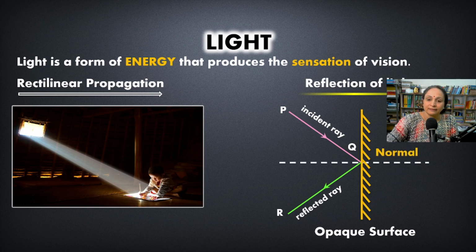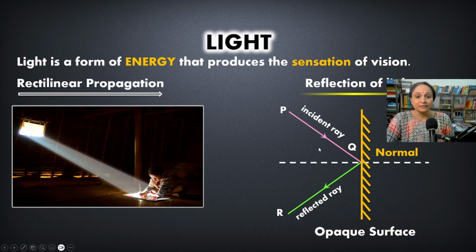The normal is the line which is imaginary and drawn perpendicular to the reflecting surface, making an angle of 90 degrees. Normal means 90 degrees, right? So this line, the pink one, PQ, it is called as the incident ray. It falls on the mirror and gets reflected along the line QR, which is called as the reflected ray. And the perpendicular here is called as the normal. Okay, now in this phenomenon the light is reflecting back to the same medium. So this is called as the reflection of the light.